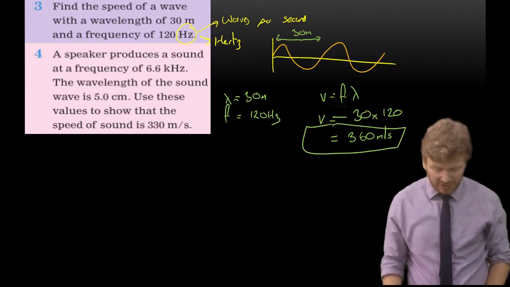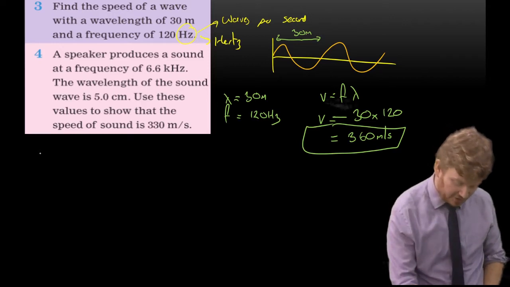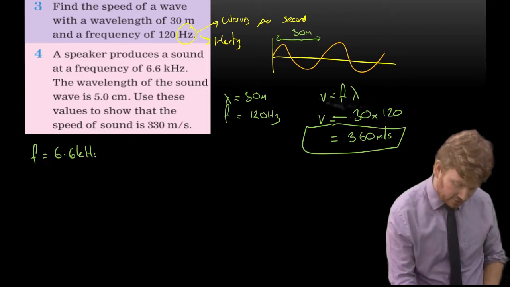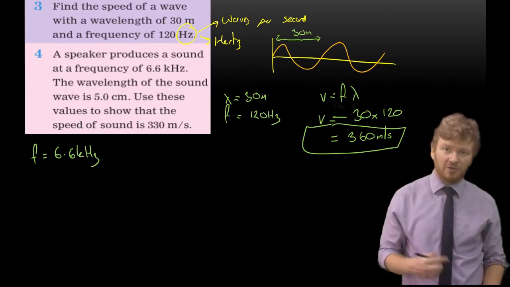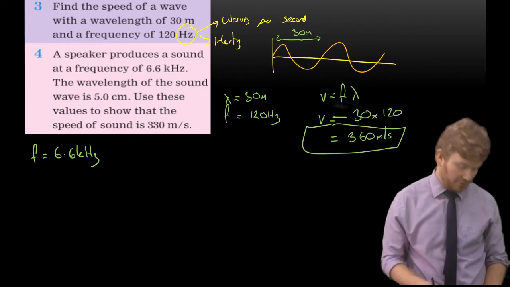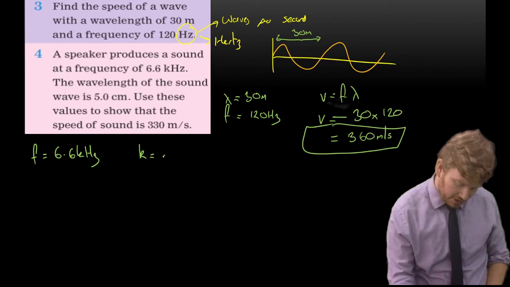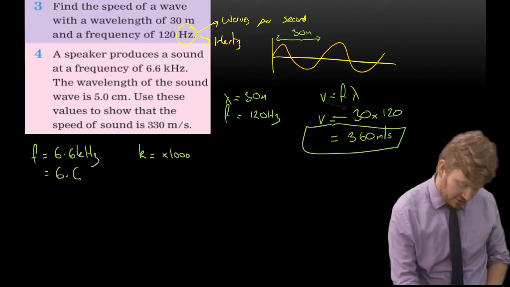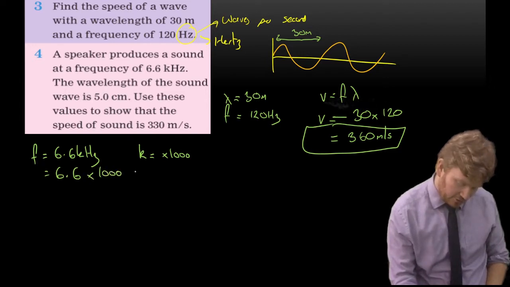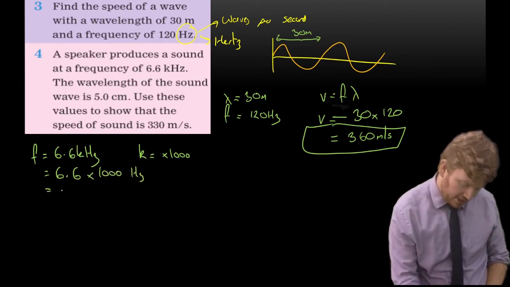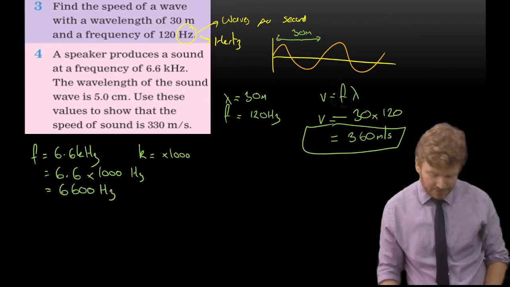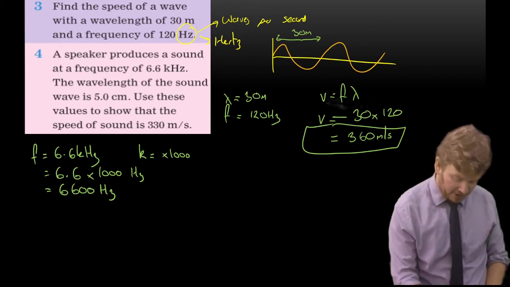A speaker produces a sound at a frequency of 6.6 kilohertz. There's my F, and that's 6.6 kilohertz. Now, whenever we're doing anything with waves, it's really a good idea to simplify any prefixes that they give you. So kilo means times 1,000. So I can say that that is 6.6 times 1,000 hertz. So that is 6,600 hertz.